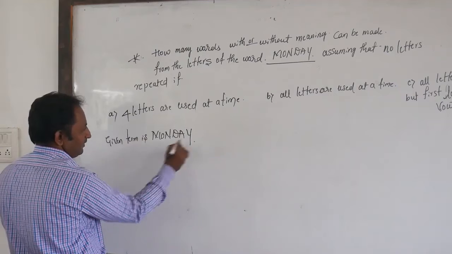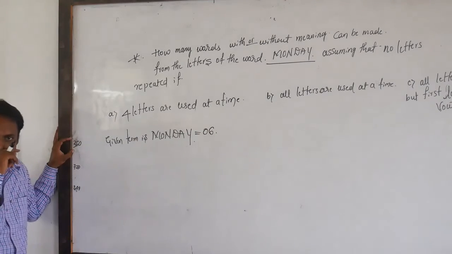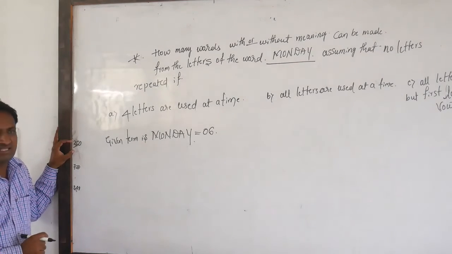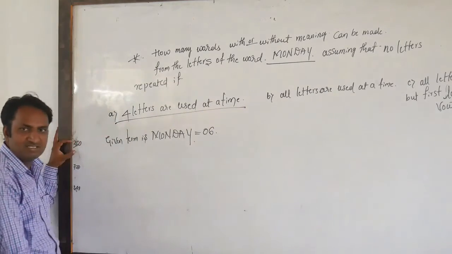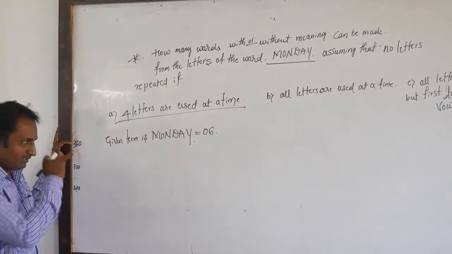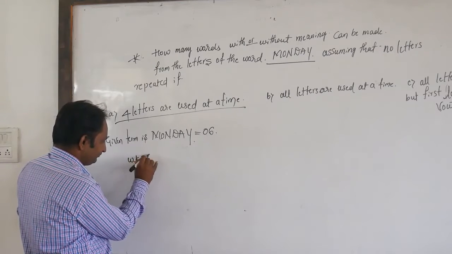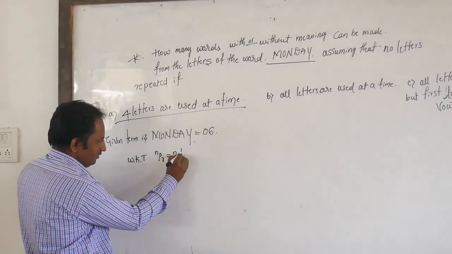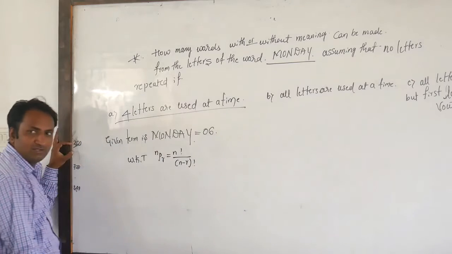Here, Monday consists of 6 letters. Possible letters are 6. Out of 6, we can choose 4 letters to use at a time. Here, we know that nPr is equal to n factorial divided by (n minus r) factorial.